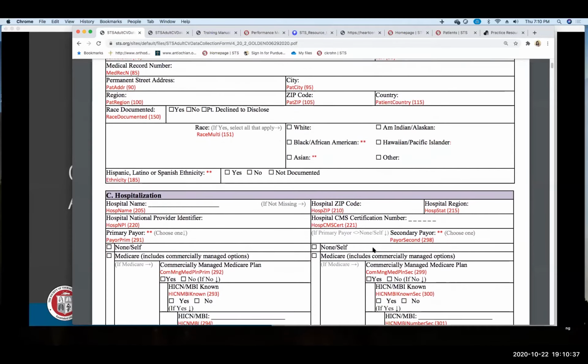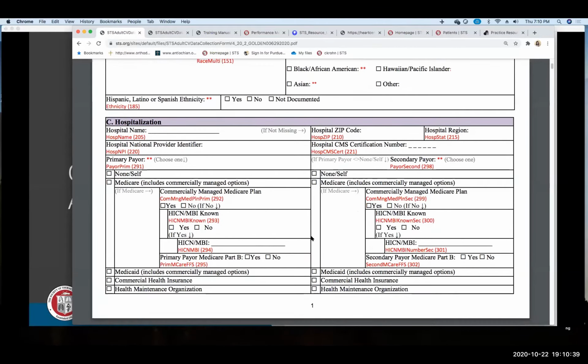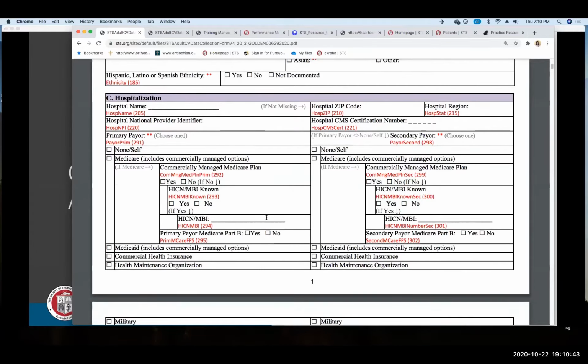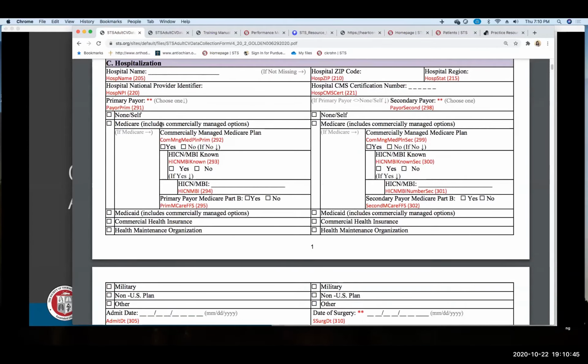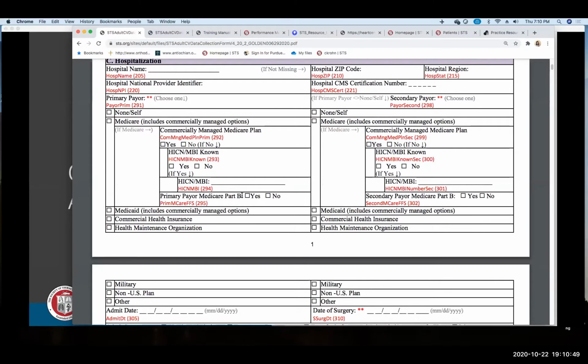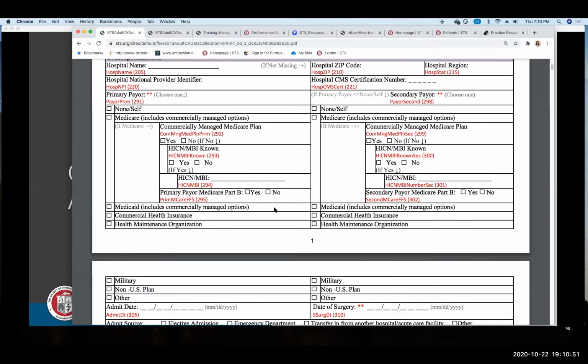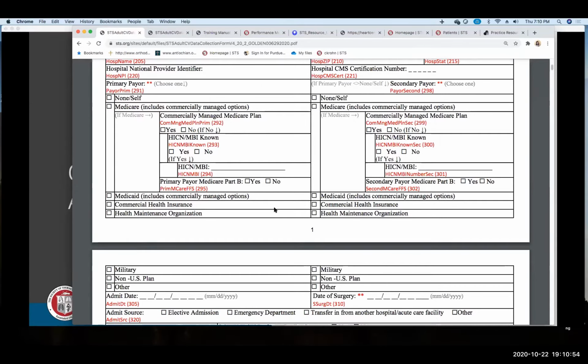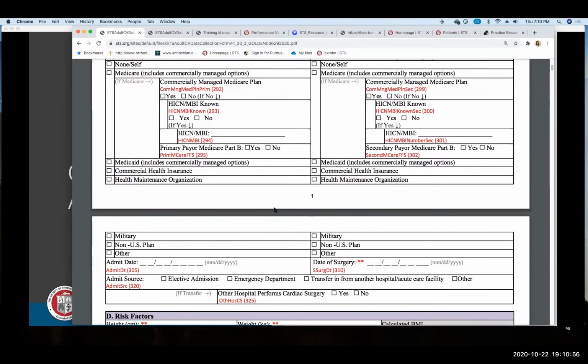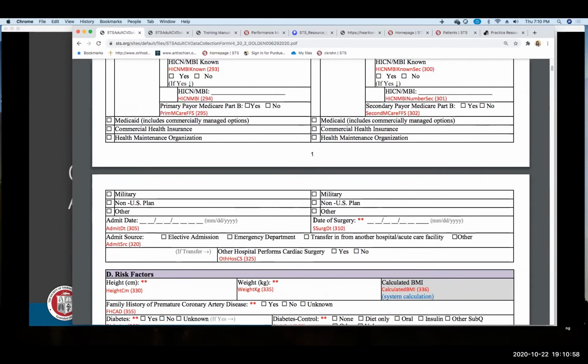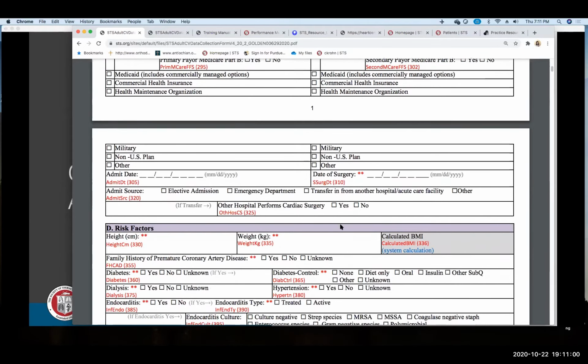We get into the hospitalization. We ask basic hospitalization information, and then we get into the insurance section, which covers, we really are looking at Medicare, and if we have dual eligible patients, we see a higher increased risk with those patients compared to other insurance carriers.